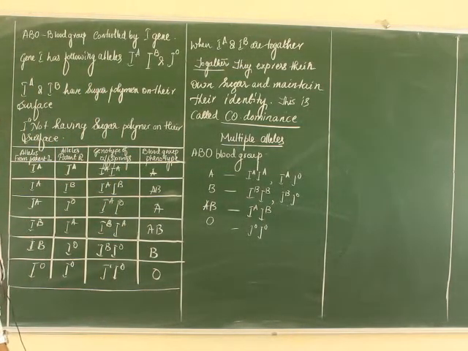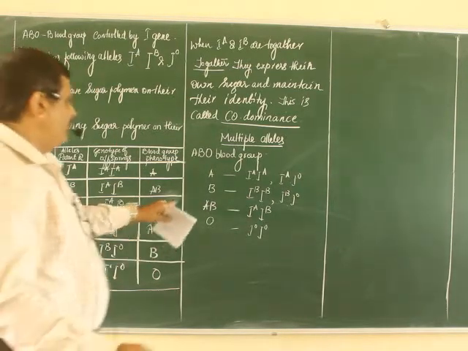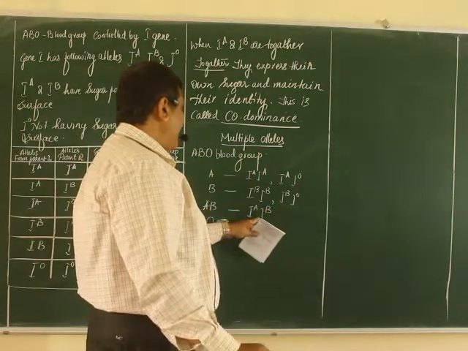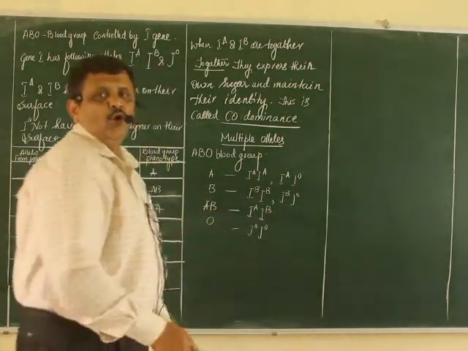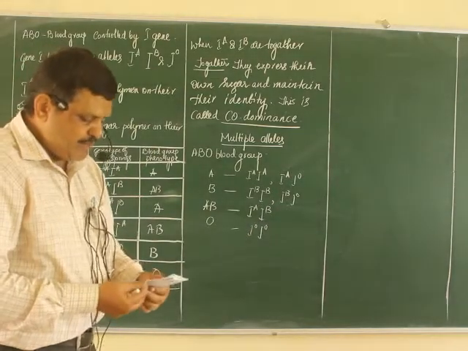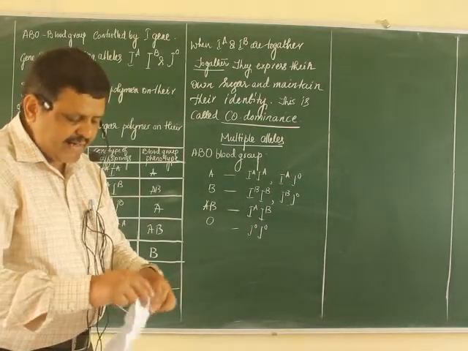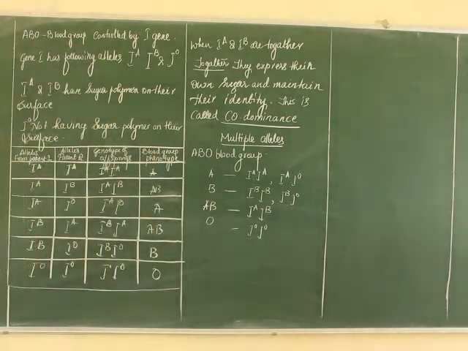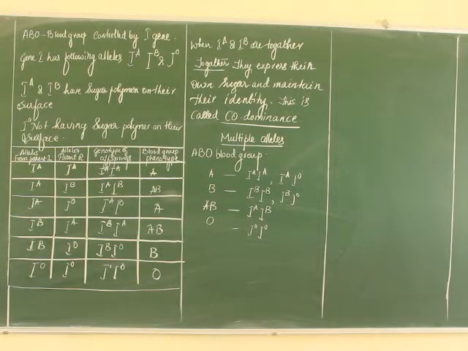So now, how many different types of allelic pairs are there for these four blood groups? 1, 2, 3, 4, 5, 6. So to express four blood groups, there are a total of 6 different allelic combinations. That you should remember.